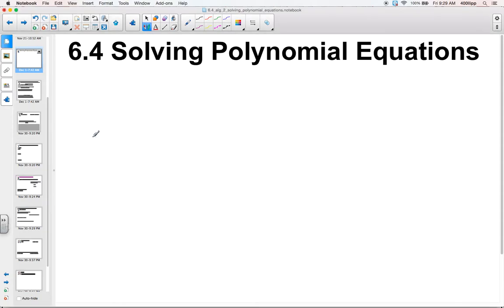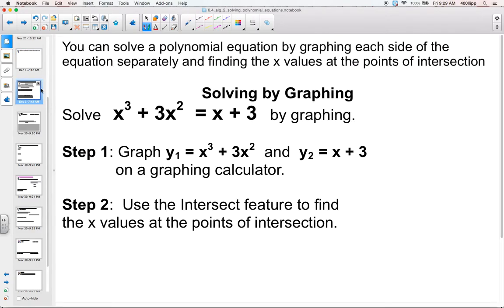Okay, today we're going over 6.4, solving polynomial equations. So the first thing we're going to look at is solving them by graphing. Okay, so if we have two polynomials equal to each other, then what you're trying to do is see where they intersect. So you're finding their points of intersection.